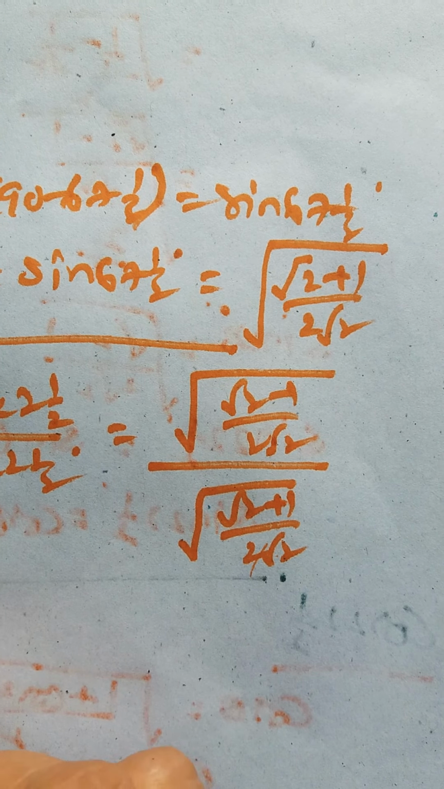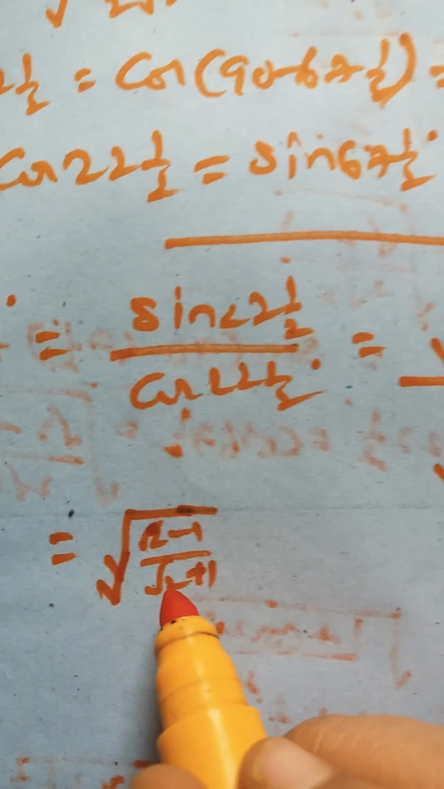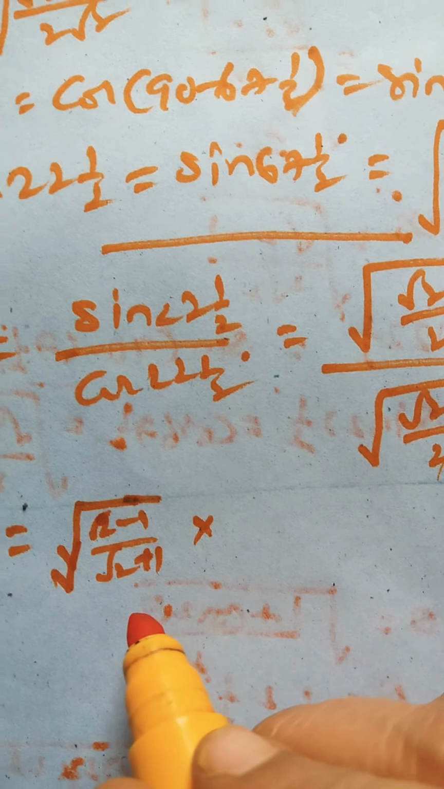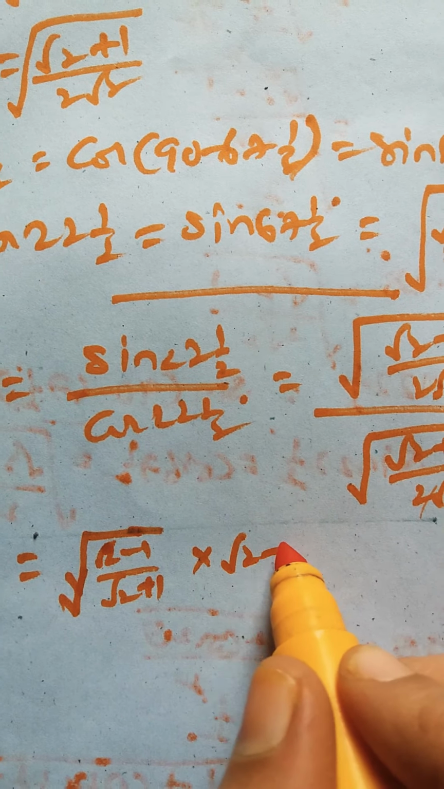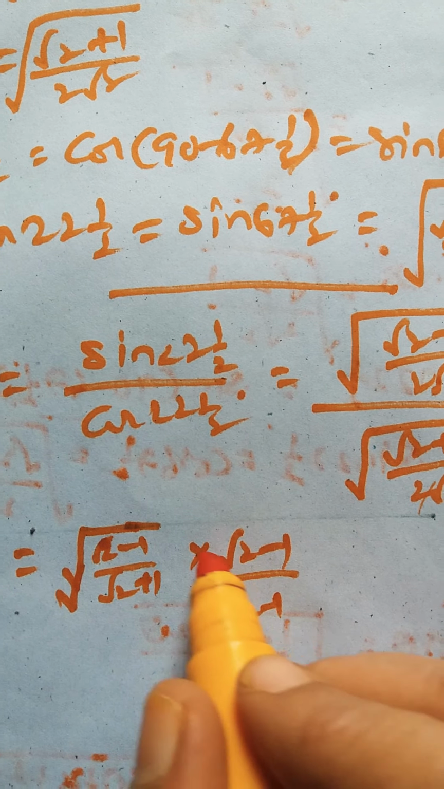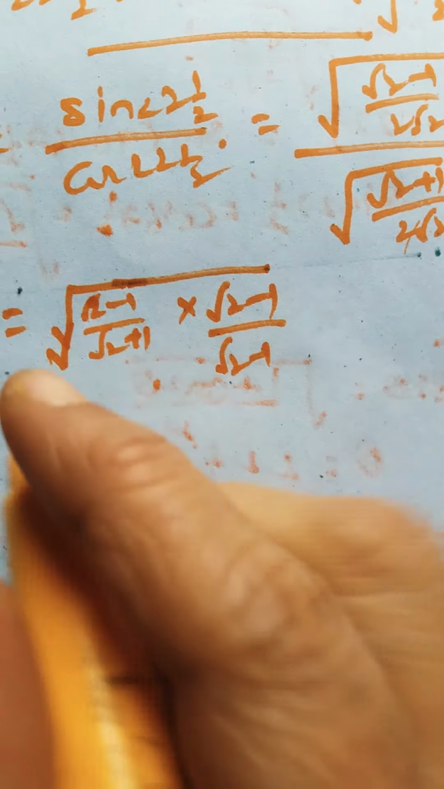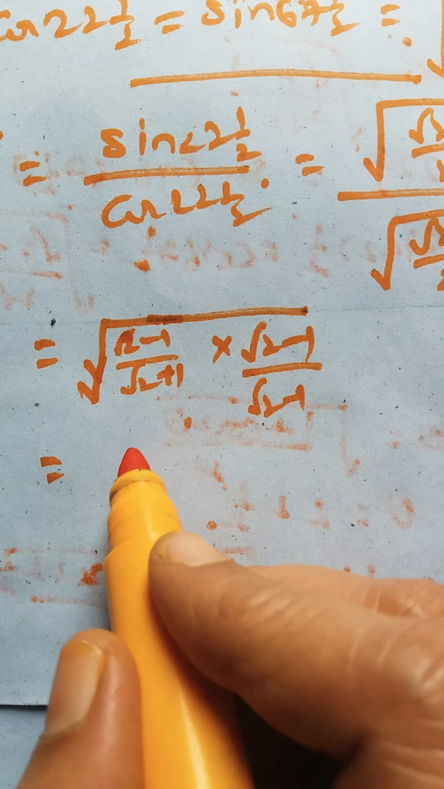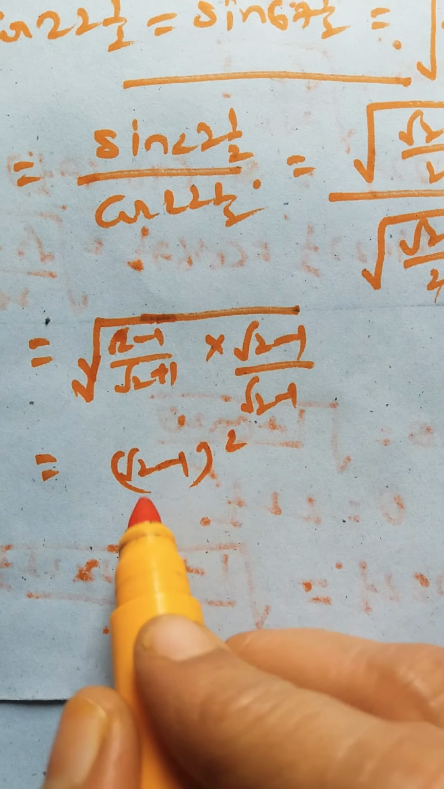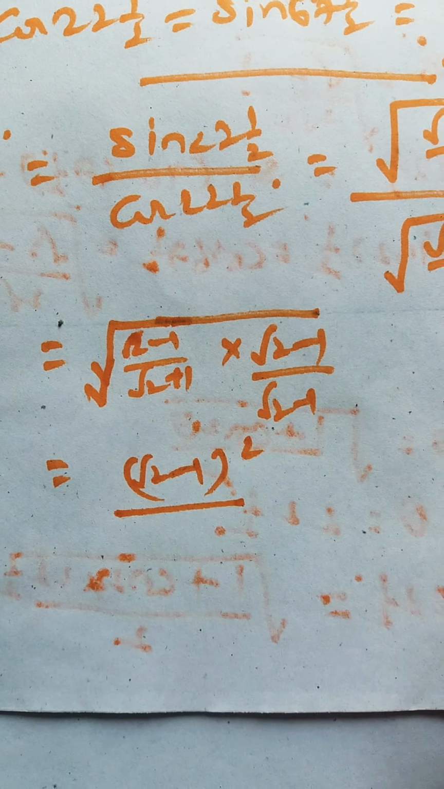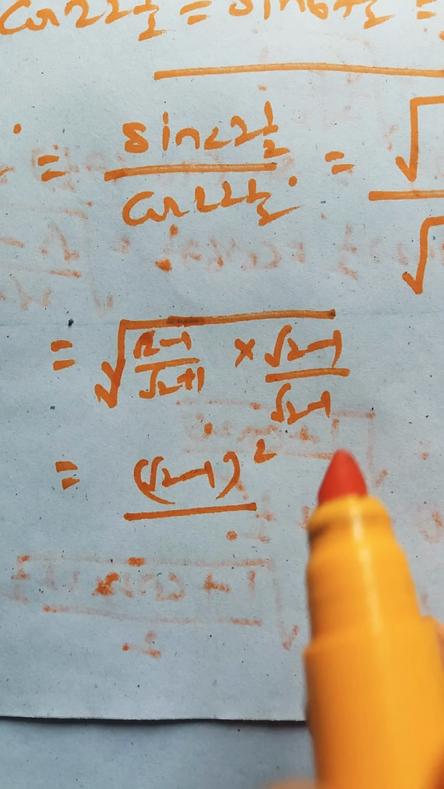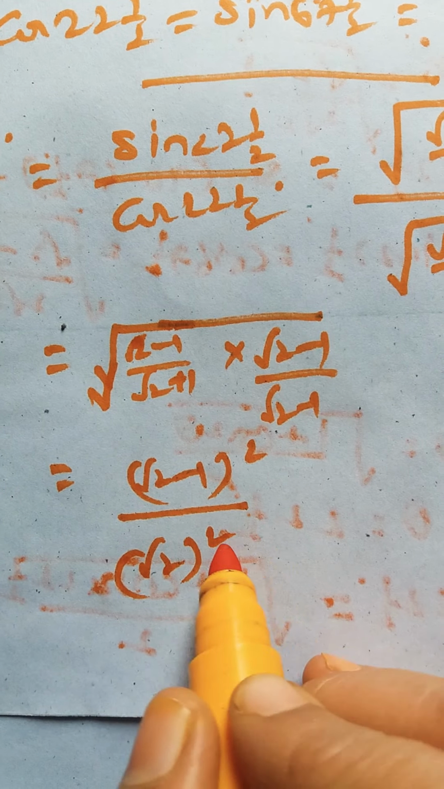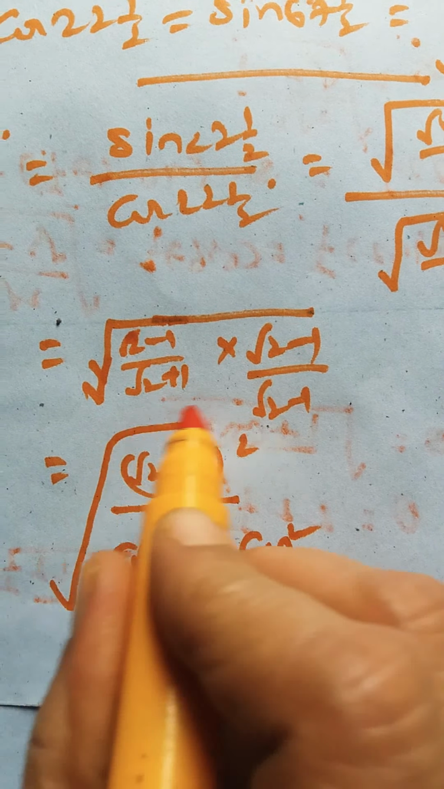So the denominator is an irrational number. You can rationalize with its conjugate. Root 2 plus 1's conjugate is root 2 minus 1, so multiply by root 2 minus 1 by root 2 minus 1 under root. Now the numerator is in the form of (a minus b) into (a minus b), that is (a minus b) whole square, divided by the denominator, which is in the form of (a plus b) into (a minus b). It is a square minus b square, under root.